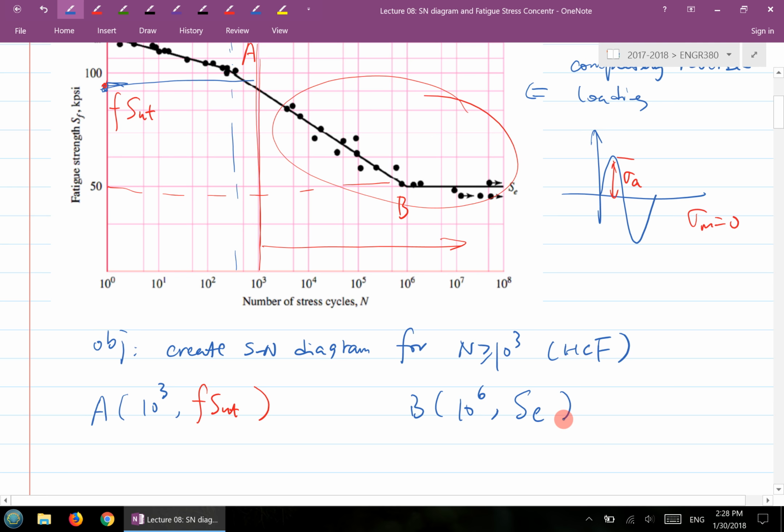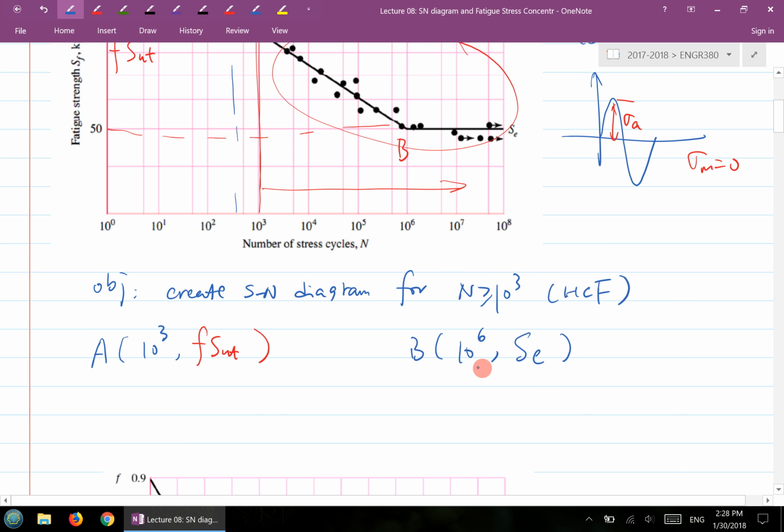As long as we have the 2 coordinates, we're fine. The B point is already 10 to the power 6. SE is the corrected endurance limit, which we just did. We have Ka, Kb, Kc, Kd, Ke, and Km, so you'll be able to get this SE by applying the marine factors to Se prime. And this is f here.